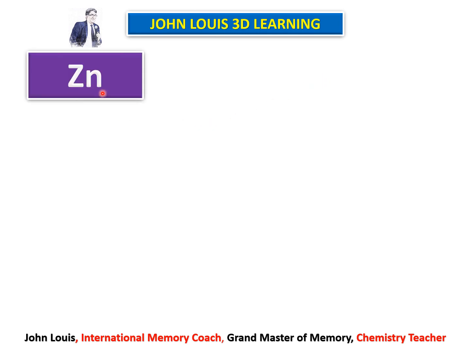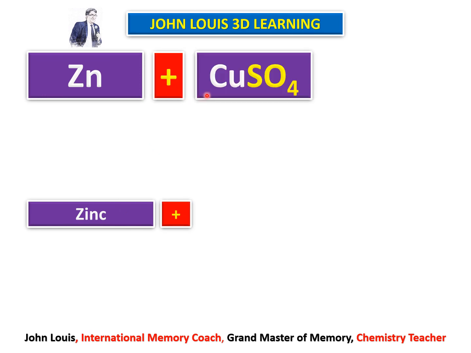Zn, what is Zn? That is zinc, plus what is CuSO4? Simply you cannot memorize CuSO4 without knowing what it is. So Cu is copper, that is positive ion. SO4 is sulfate, that is negative ion. Already we have learnt symbols and valencies of positive ion and negative ion, how to write the name of all those compounds. So here Cu is positive, SO4 is negative.